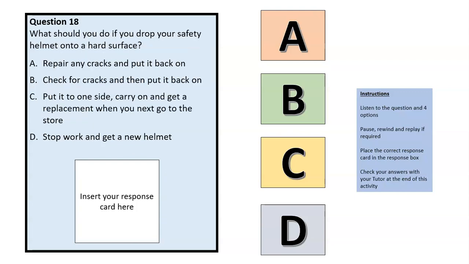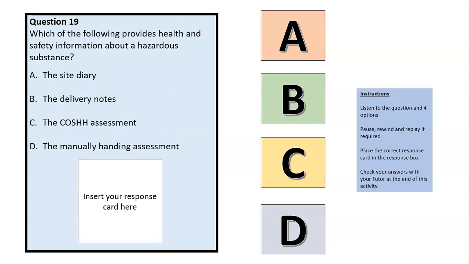Question 18. What should you do if you drop your safety helmet onto a hard surface? A. Repair any cracks and put it back on. B. Check for cracks and then put it back on. C. Put it to one side, carry on and get a replacement when you next go to the store. D. Stop work and get a new helmet.